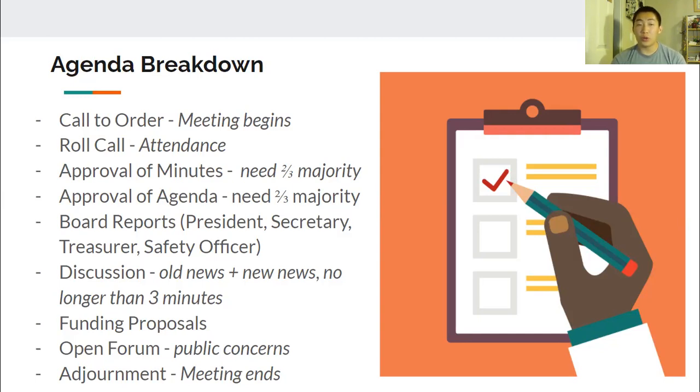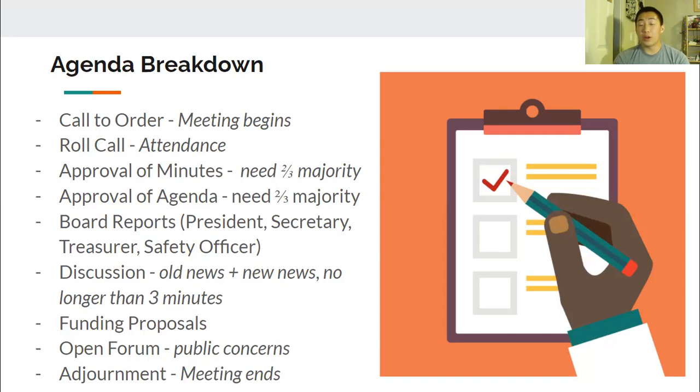Next, moving on, we'll do the board reports. So the president, the secretary, the treasurer, and the safety officer will all take turns giving a report of any business that they've been up to and any new information that they have for the group. Moving on will be the discussion, and that will be with old news and new news, and should not last longer than about 3 minutes for each individual.